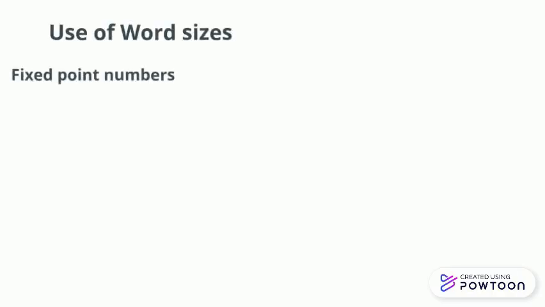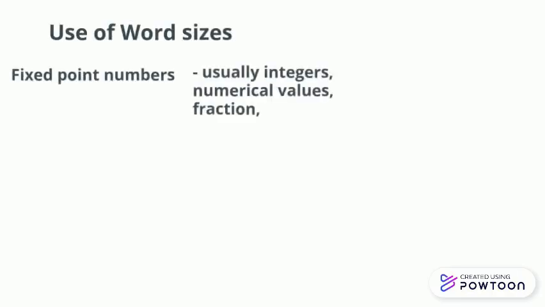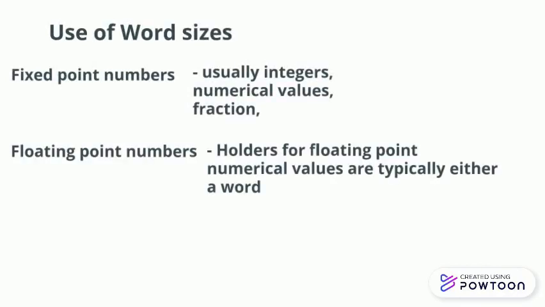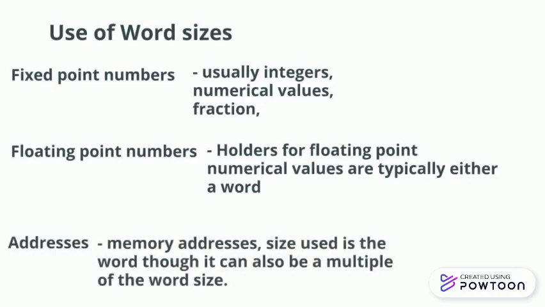First is fixed point numbers. It usually fixes integers, numerical values, and fractions. Next is floating point numbers. Holders for floating point numerical values are typically either a word. Next is addresses. Memory address size is usually the word size, though it can also be a multiple of the word size. And the next is registers.